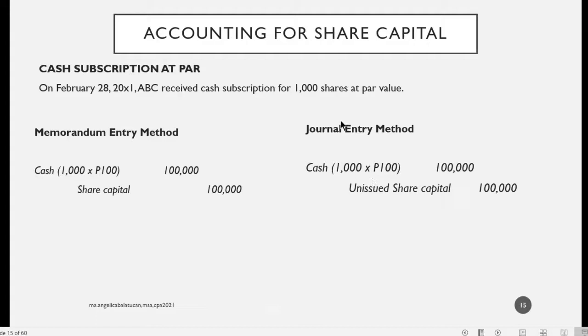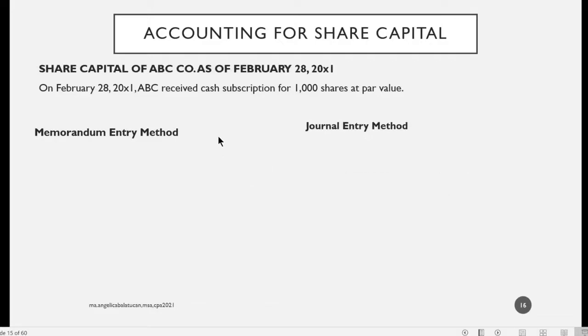What if, ma'am, this is above par? So, the same with the previous example on the subscription receivable. Any difference between the par value and the subscription price would be credited to the share premium. Then, what would be the share capital of ABC as of February 28?